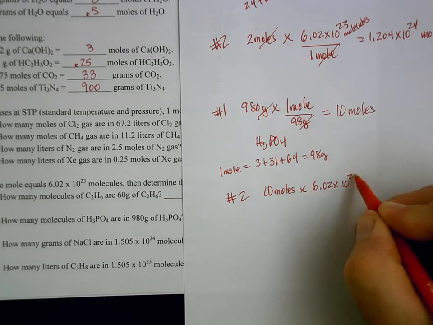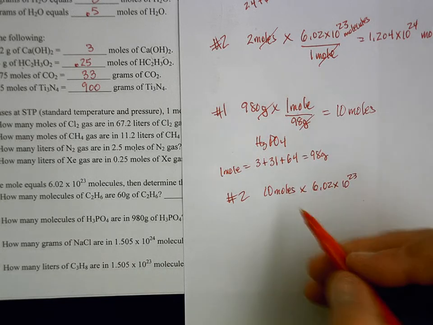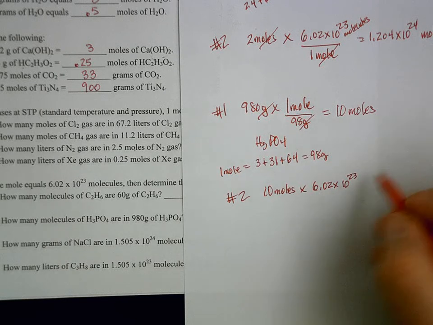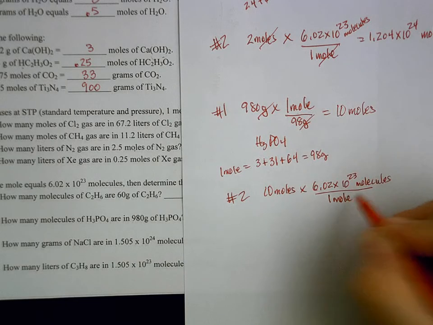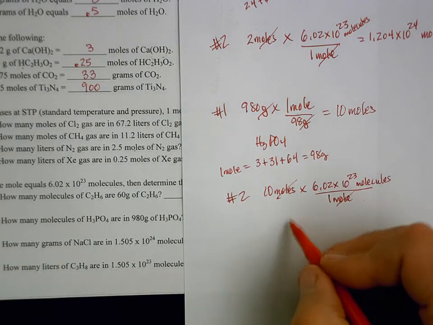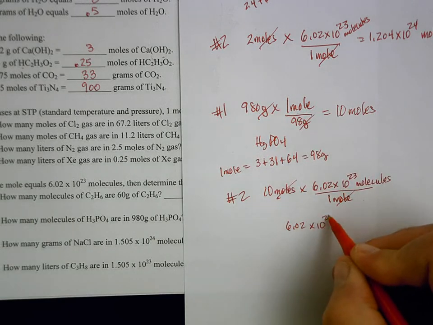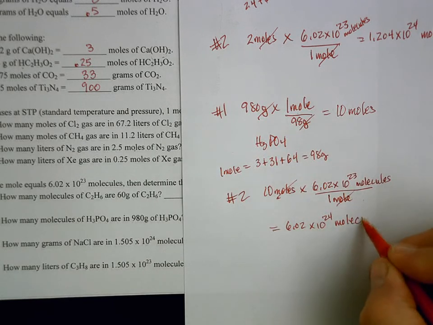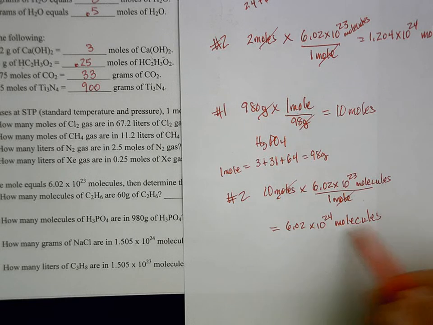Sometimes we will make the math a little easier and just call it 6 times 10 to the 23rd. We won't worry about the 0.02 part, but that's our mole number per 1 mole. So now it's the moles that get canceled, and here's the nice thing, 10 just means now it's to the 24th. And again, mole is not short for molecules. You got to write out the whole word molecules when you have these kind.